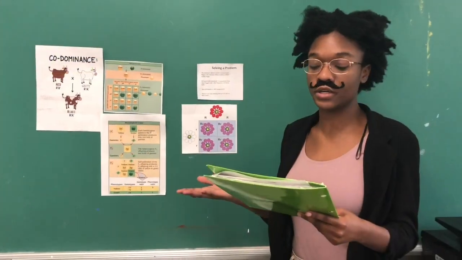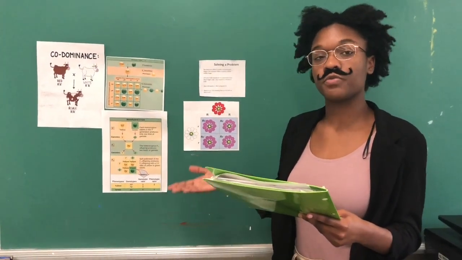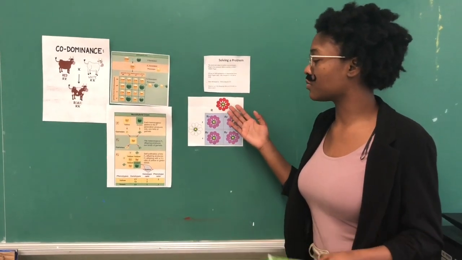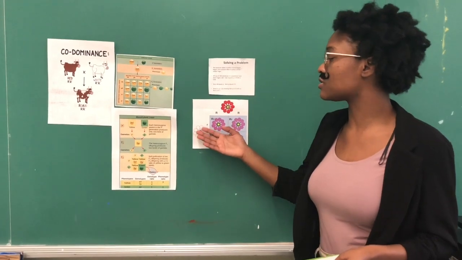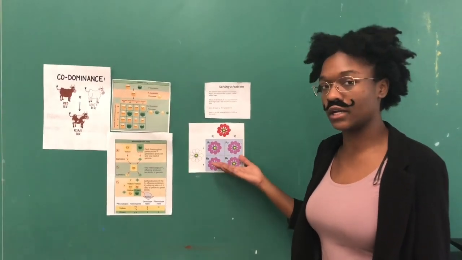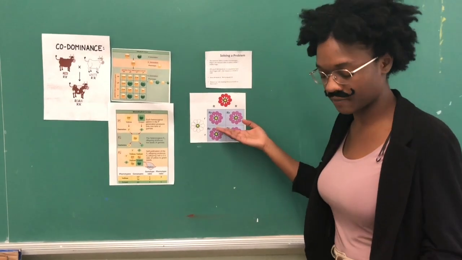Incomplete dominance is when an organism resembles the phenotype of both parents. In this one, a red flower is crossbred with a white one, and since it's incomplete dominance, they will both merge together, and the color they will get is pink. The heterozygote will be pink.